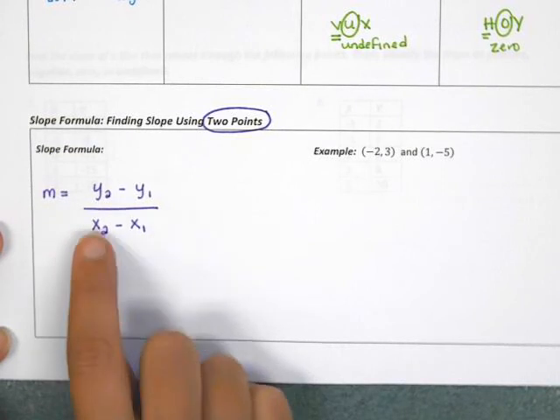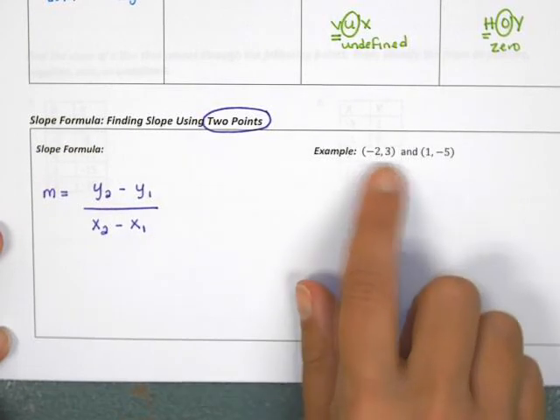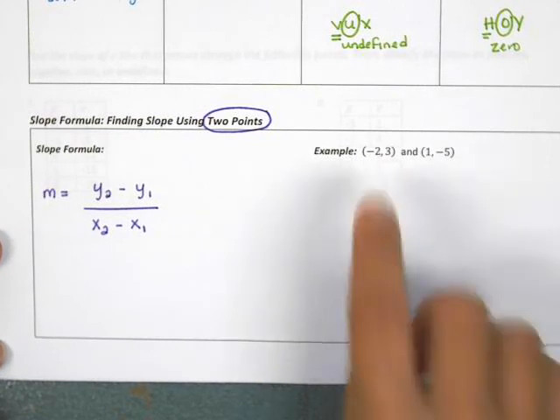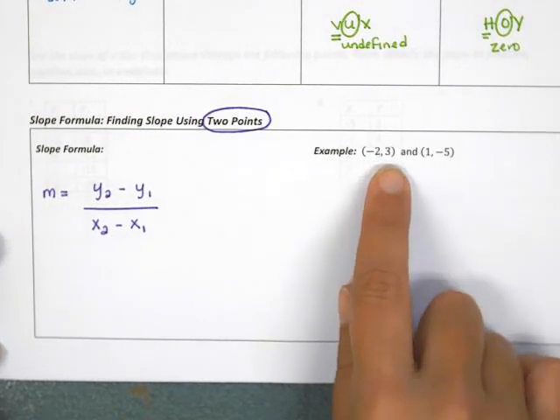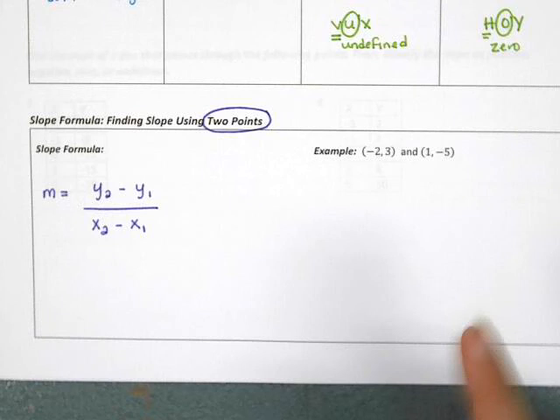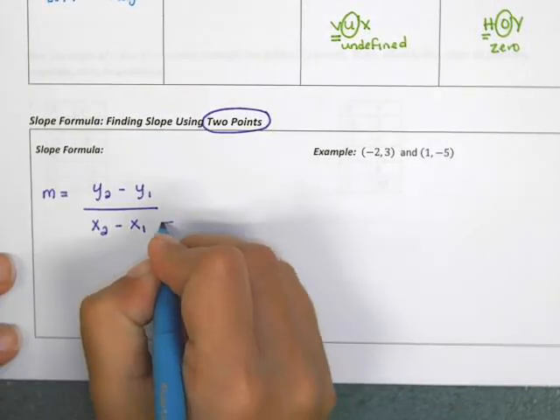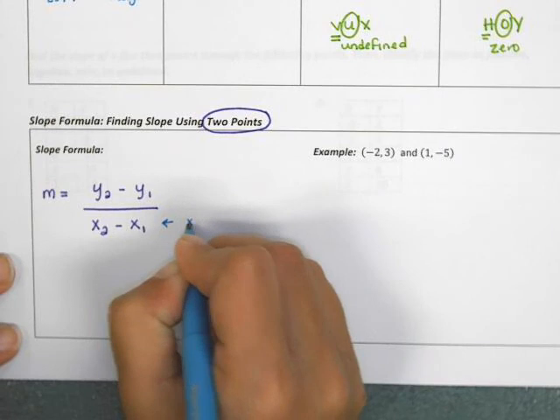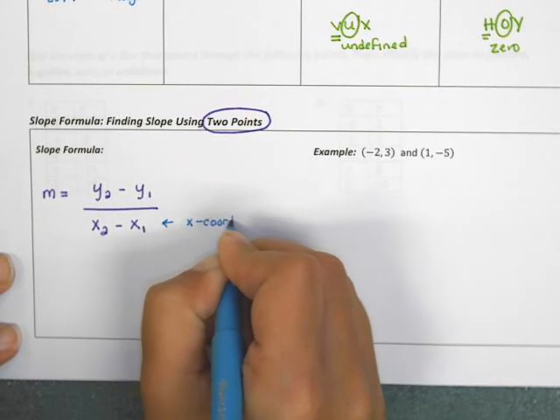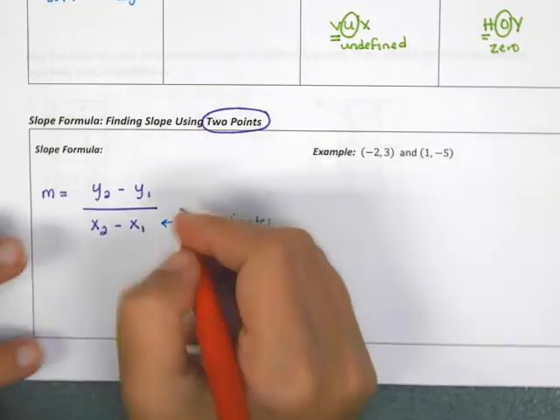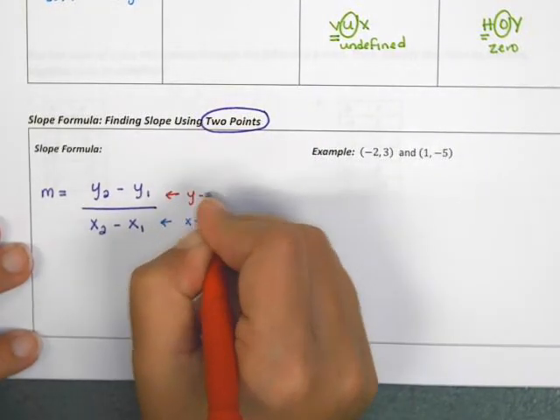The y's and the x's tell me which coordinate to look for. So I know that in an ordered pair, the first number is always the x coordinate and the second number is always the y coordinate. So this is taking the x coordinates and subtracting. And this is taking the y coordinates and subtracting.